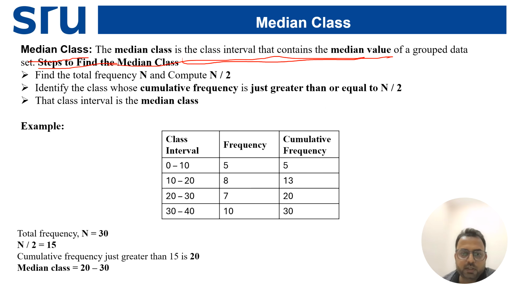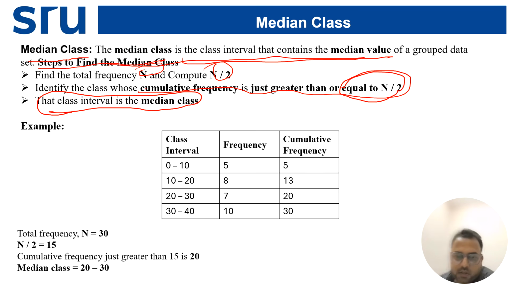So how to find the median class? First we find the sum of all frequencies, N, and then we divide N by 2. Then we identify the class whose cumulative frequency is just greater than or equal to N by 2, similar to the previous method, and that class interval is the median class.